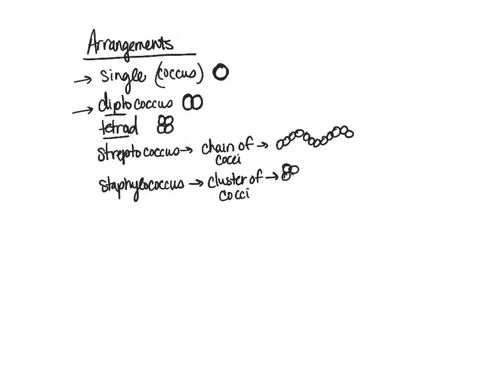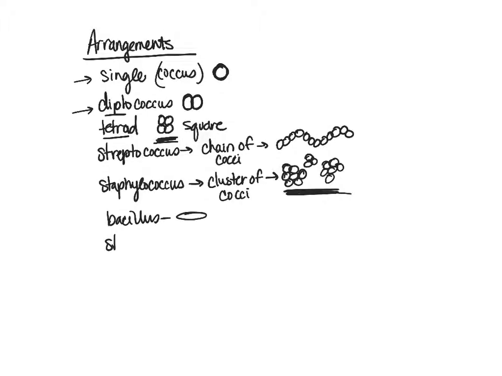So kind of typically described as grape clusters, which is different than our tetrad. So note that the tetrad is in a square shape, and they come in those fours. And when we look at our clusters of cocci, then that would be different. We would have more than four. They're kind of clustered around. They're not in a square shape. Then we have our bacillus, which is just our singular bacillus, which is the rod-shaped.